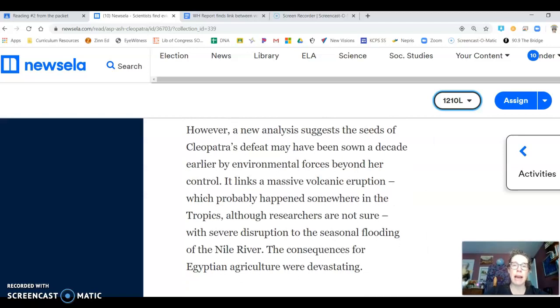However, a new analysis suggests the seeds of Cleopatra's defeat may have been sown a decade earlier by environmental forces beyond her control. It links a massive volcanic eruption, which probably happened somewhere in the tropics, although researchers are not sure, with severe disruption to the seasonal flooding of the Nile River. The consequences for Egyptian agriculture were devastating.